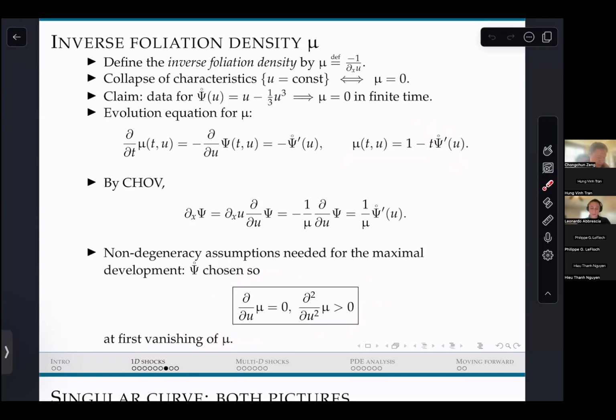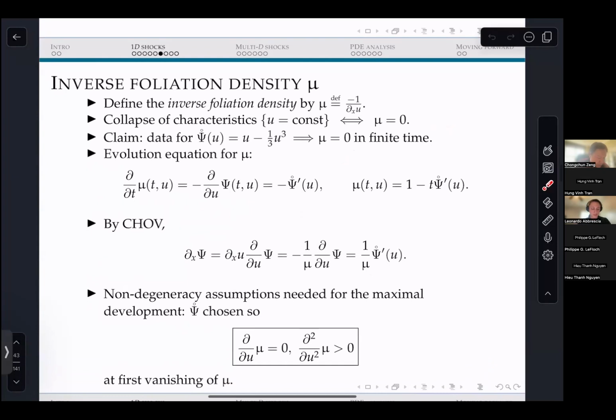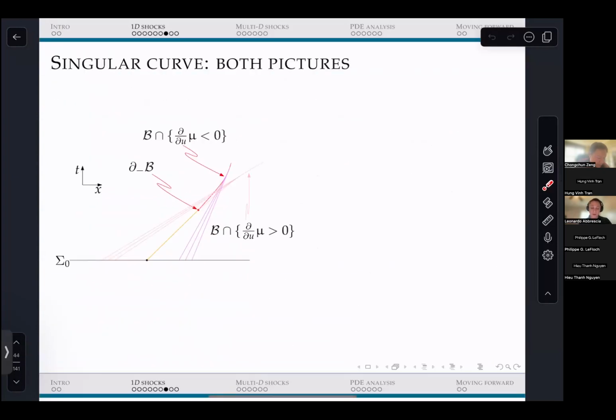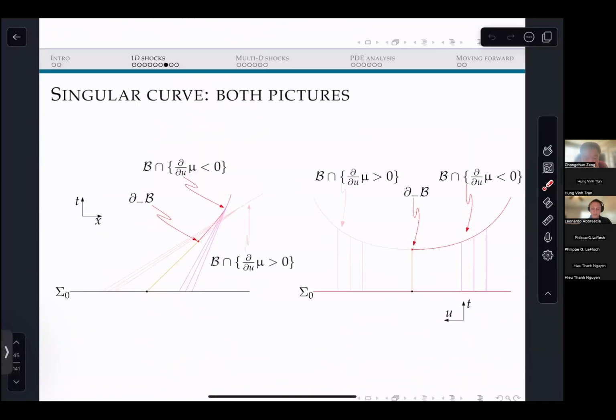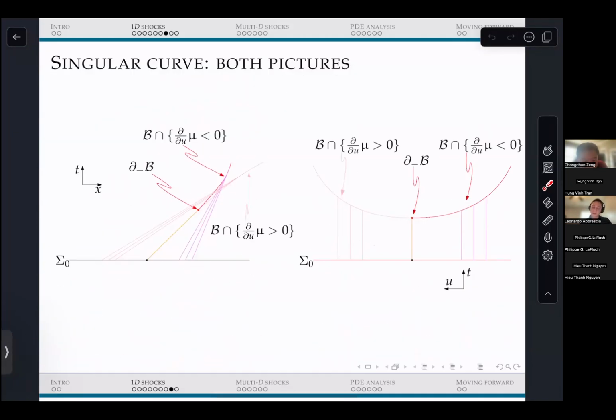And because I'm a firm believer that pictures say 1,000 words, let me give you another picture of the same singular curve in the t and x coordinates. This is what we had before. And let me show you the picture in geometric coordinates. This is what it is.